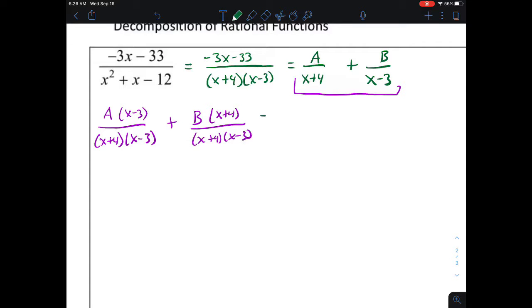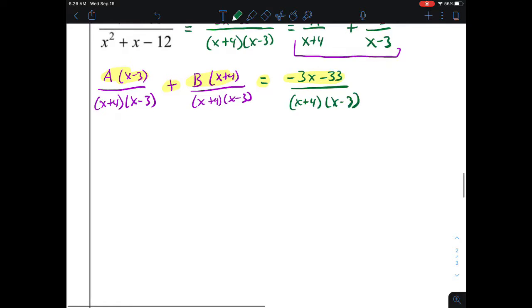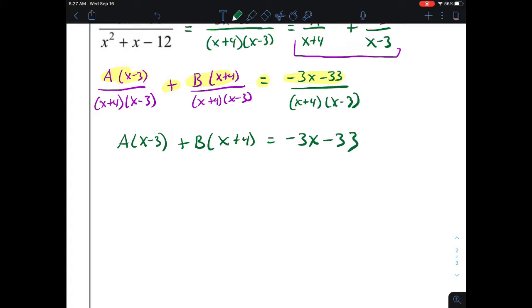Well, that equals negative 3x minus 33 over x plus 4 times x minus 3. Well, this is nothing more than a rational equation. We're going to set all the numerators equal to each other, and we're going to work to try to solve for a and b. So we'd have a times x minus 3 plus b times x plus 4 is equal to negative 3x minus 33.